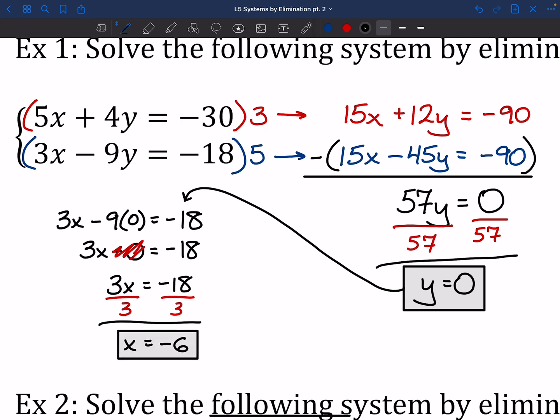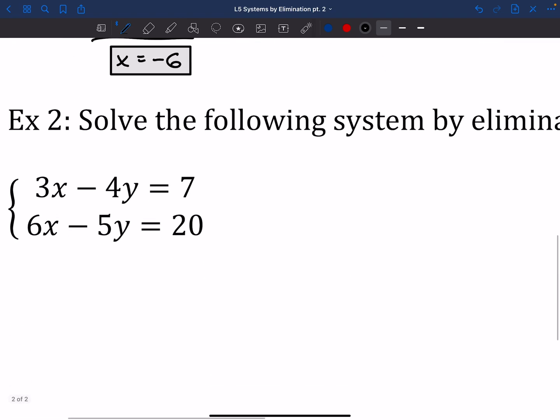And that's it. So again, just that first step is what changed. After we figured out where we were going, we got to 57y equals 0 right over here. After that, it's just solving it out, plugging it back in, solving for the second one. Just that first step is different. Let's try another one.